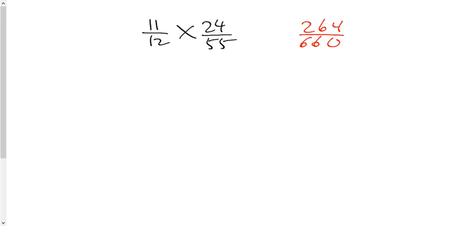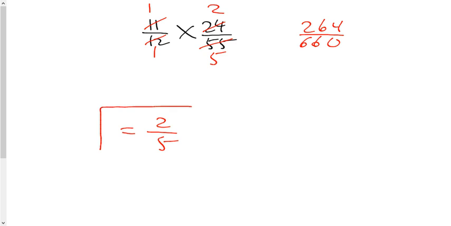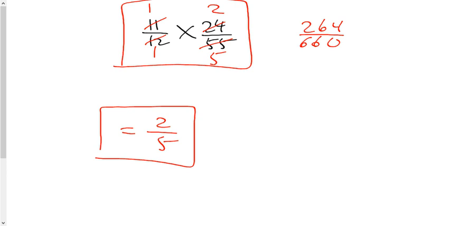But if the person was smart enough to cross-reduce and say 11 over 55 is 1 over 5, and 24 over 12 is 2 over 1, and then multiplied it out to get 2 over 5, they get 1 point for the correct answer of 2 over 5 and 1 point for cross-reduction. If they simply had this as their answer and reduced it to this, they will receive 1.5 out of 2 because they should have acknowledged that cross-reduction is the easiest way to do that.